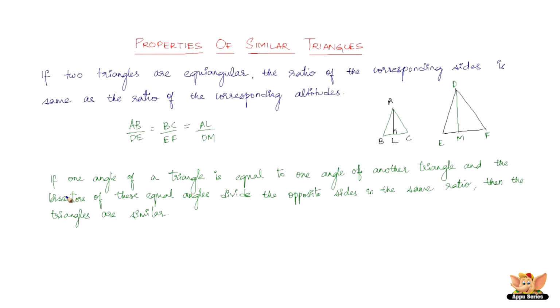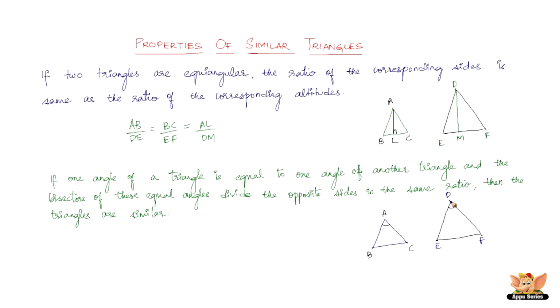So what this property says is that if one angle of a triangle is equal to one angle of another triangle, and the bisectors of these equal angles divide the opposite sides at the same ratio, then those triangles are similar. So say we've got one triangle, and say we've got another triangle, and say we've got an angle A here. Let's also name this triangle ABC. Say we've got an angle D here. Let's also name this triangle DEF.